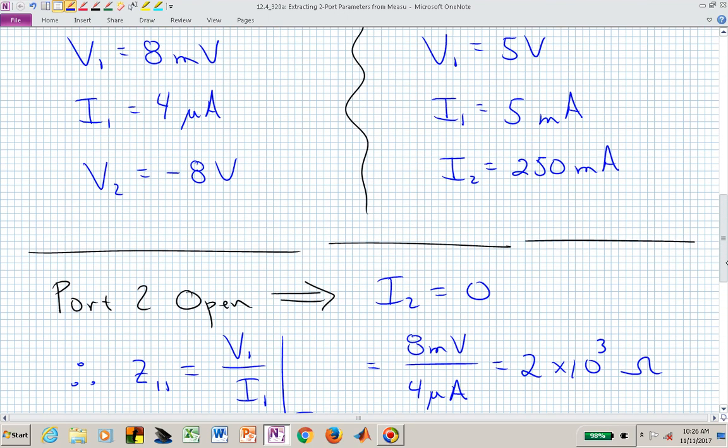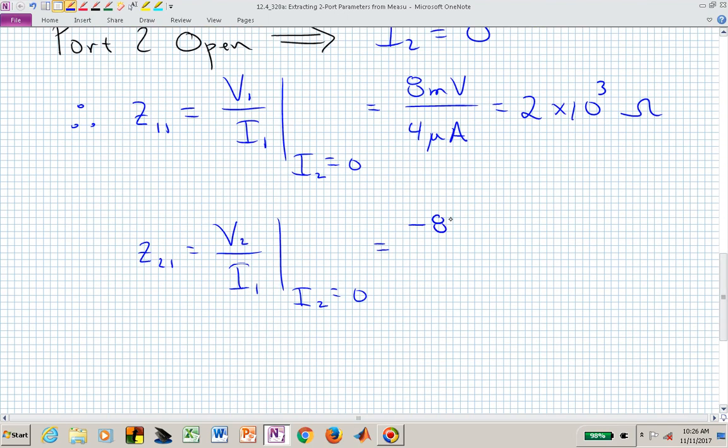And if you go through the numbers, this is now minus 8 volts. I sub 1 is the 4 microamps. Again, we have a minus sign, and this is partly due to the way that we've defined I sub 2 flowing from right to left in that particular 2-port. And so we would expect possibly some negative numbers. But now we have minus 2 times the inverse of 10 to the minus 6, or we now have minus 2 times 10 to the 6, or minus 2 megohms for Z sub 21.